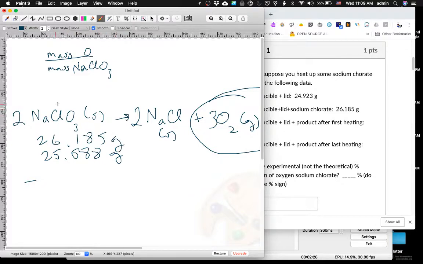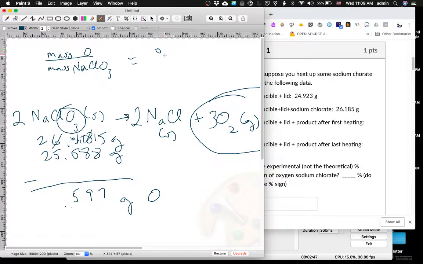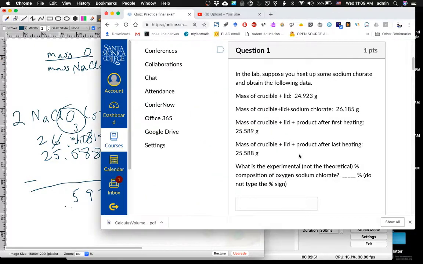26.185 grams. So this is the heavier stuff because it has the oxygen. This is the lighter stuff because it doesn't have the oxygen. So if we subtract them, you get 0.597 grams of oxygen. So that was 0.597 grams divided by, now what's the mass of the sodium chlorate?